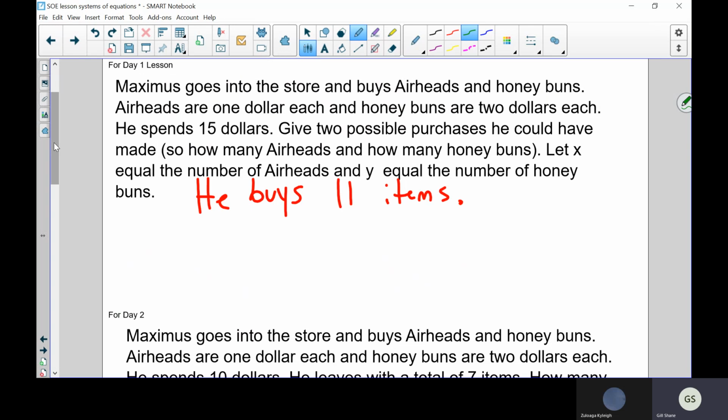It would make sense that the number that's all by itself is going to be the total. So yeah, it would be at the end of the equation all by itself. And we have two of them, right? We have a total amount of money and then a total number of items.